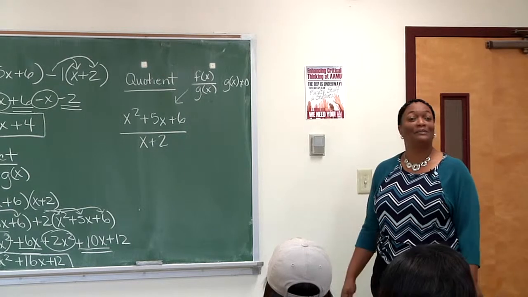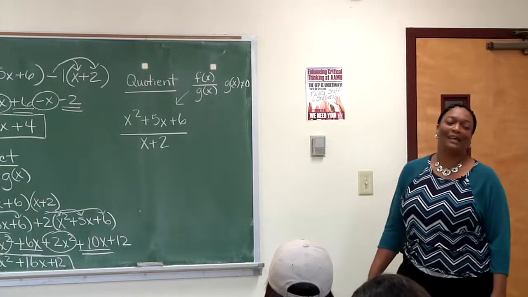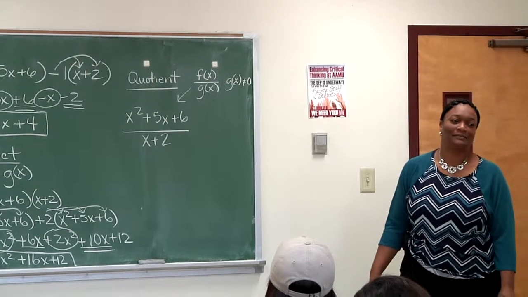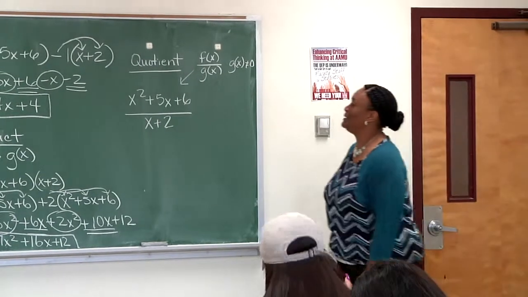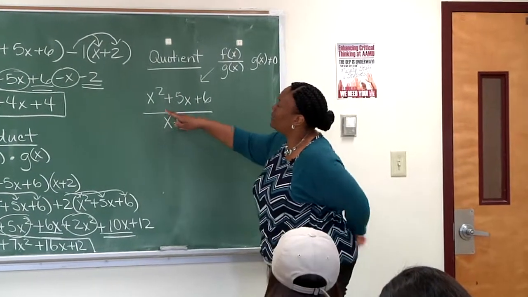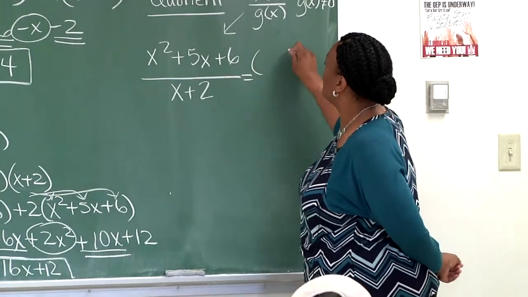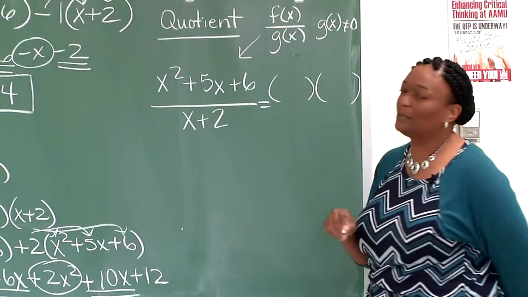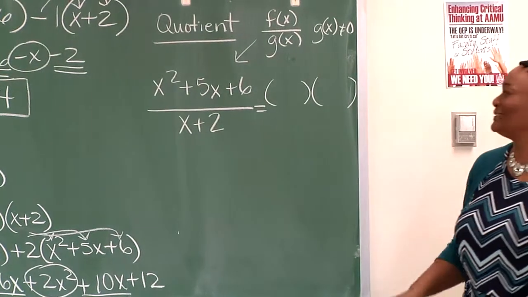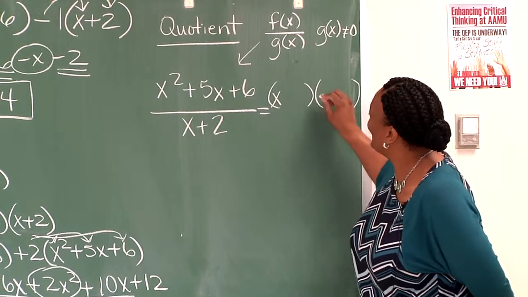Help Courtney out. Do what? Simplify. How can we simplify? We can factor. That's right, Denise. We're going to factor this, okay? We have x squared plus 5x plus 6. Let's see what our factors here will be. You guys remember how to factor? I know you do. Right?